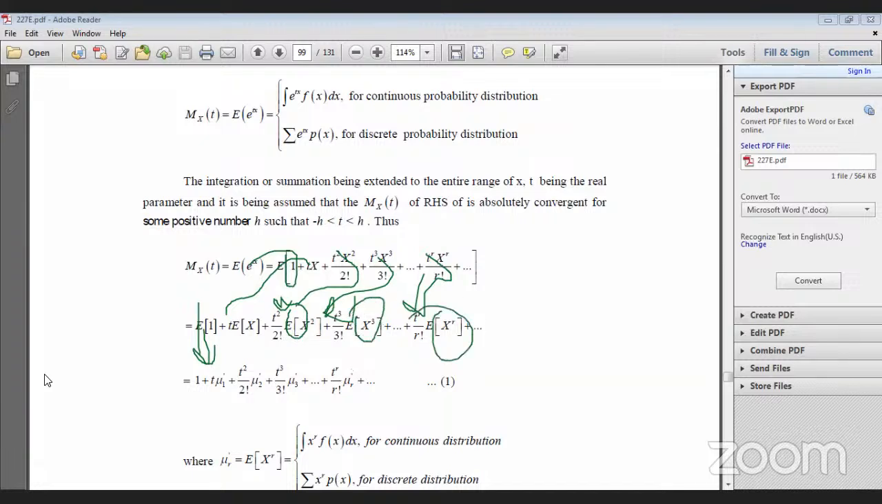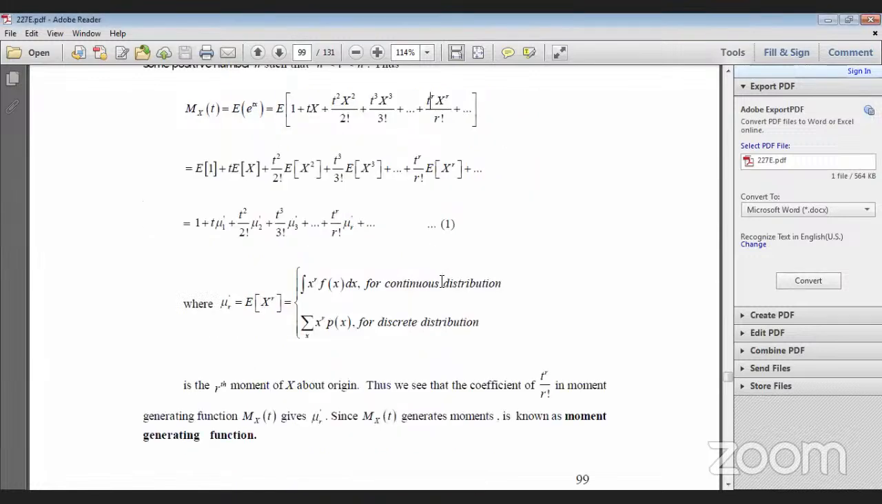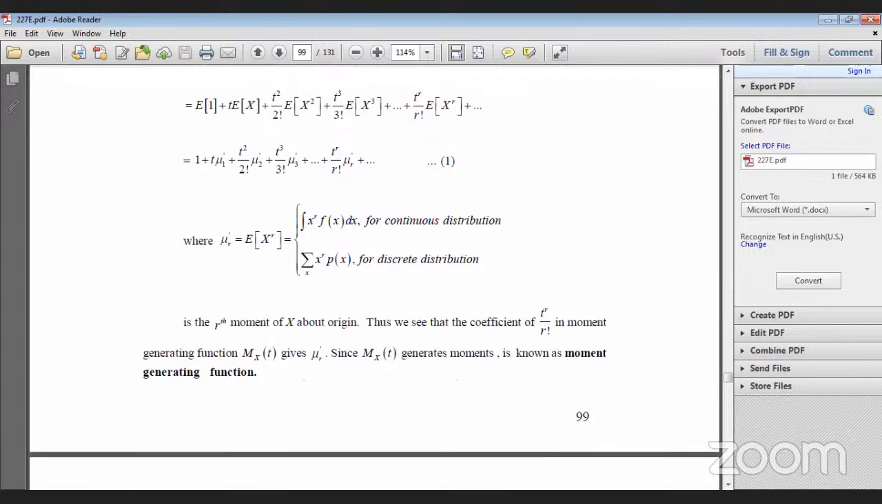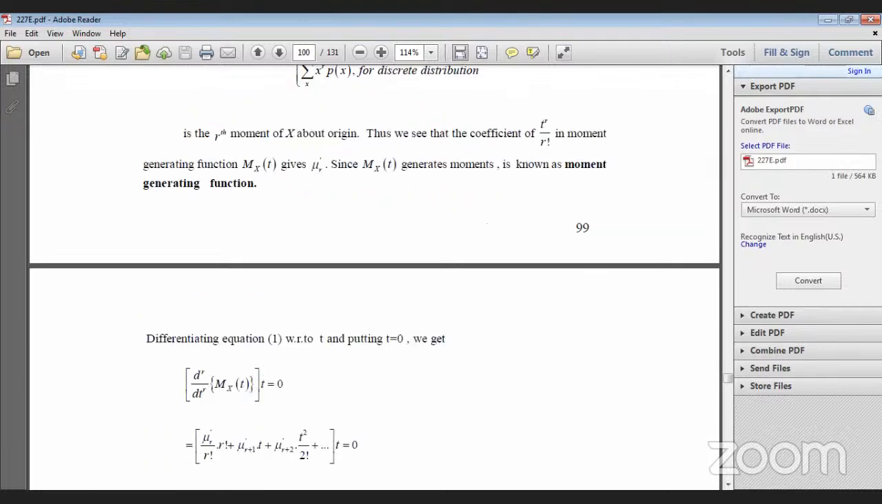Clear? This is important for the exam, where mu_r dash is equal to E(x^r): the integration of x^r f(x) for a continuous distribution, and the summation of x^r p(x) for a discrete distribution. Here it is the rth moment of X about the origin. Thus we see the coefficient of t^r by r factorial is mu_r dash, and since M_X(t) generates the moments, it is known as the moment generating function.